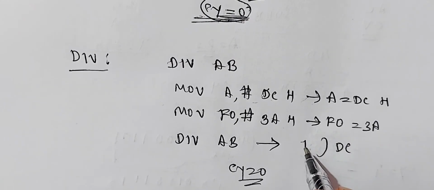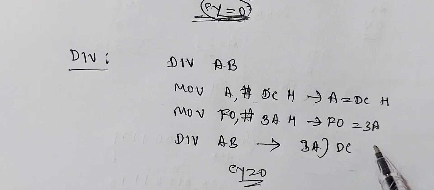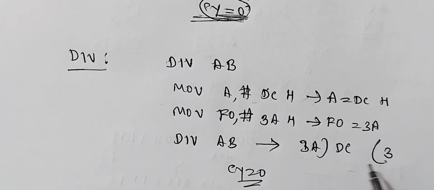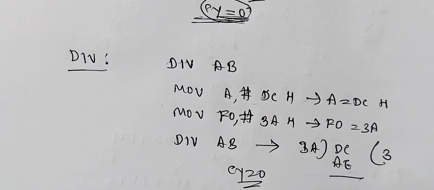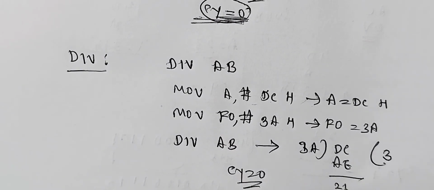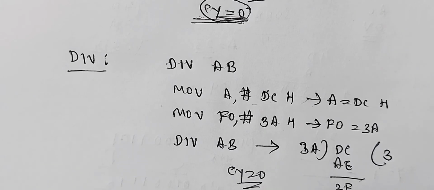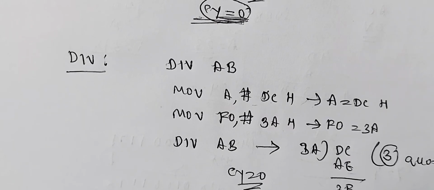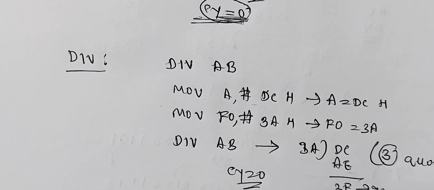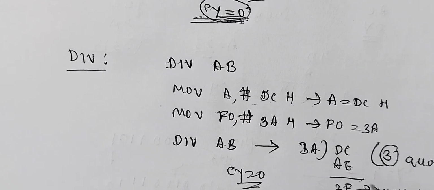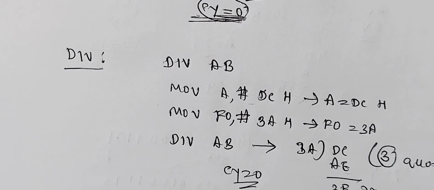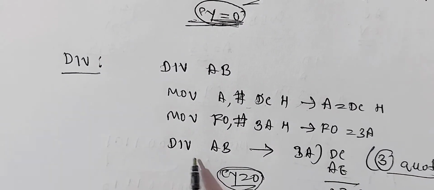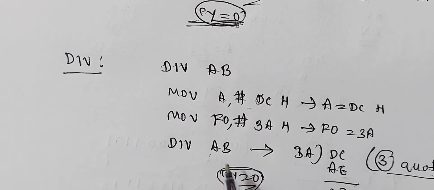DC and 3A. Divide DC by 3A. 3A times 3 you will get AE. Subtracting these two, you get 2E. Here 3 is known as the quotient and this is known as the remainder. In the division, you get two values, quotient and remainder. Therefore, the carry flag is not used. This quotient is stored in A only and the remainder is stored in B.